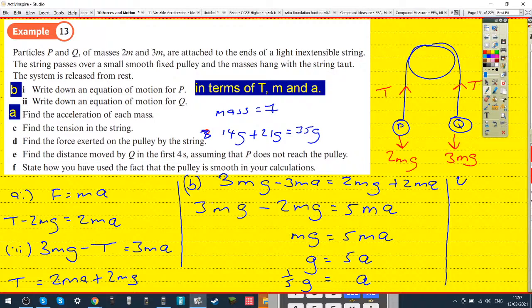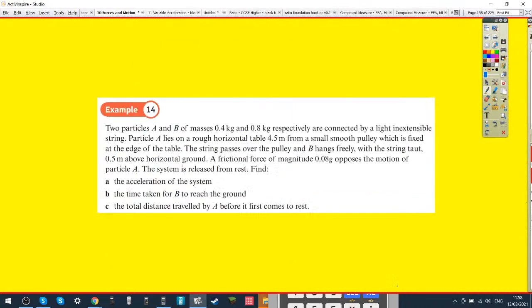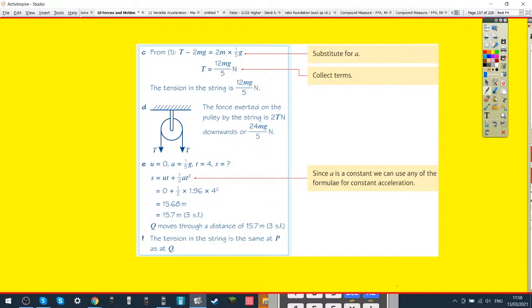Is initial velocity 0? Mm-hmm. T is 4. S is S. Is final velocity also 0? No. Leaving only a, which is a fifth g. You'd use SUVAT for that. It'll be S equals ut plus half at squared. So s equals ut plus half at squared, with 0, a fifth g, and 4.